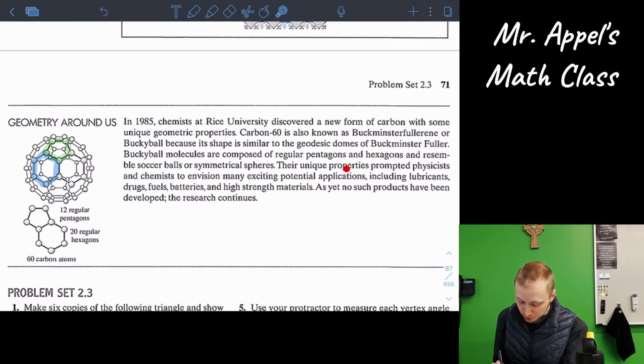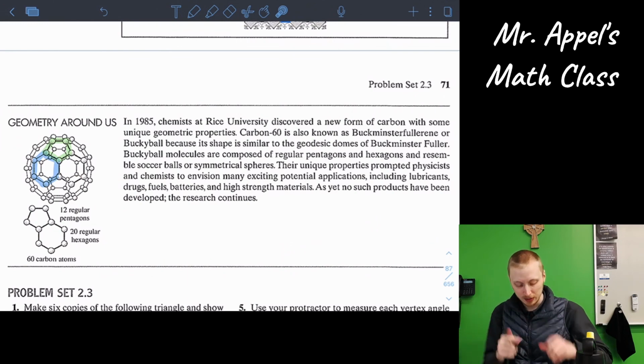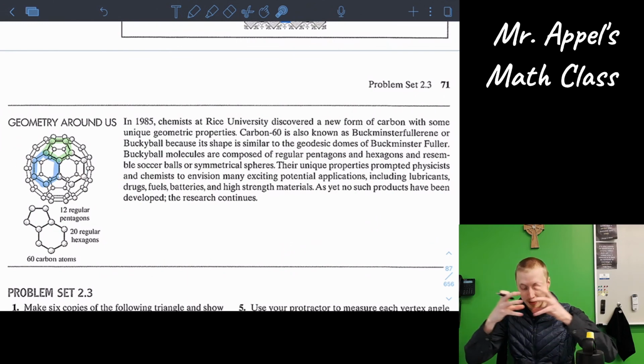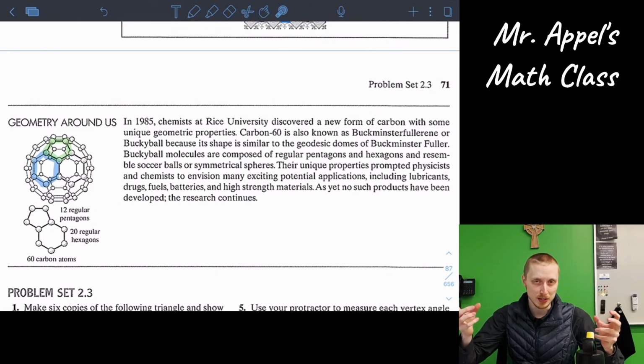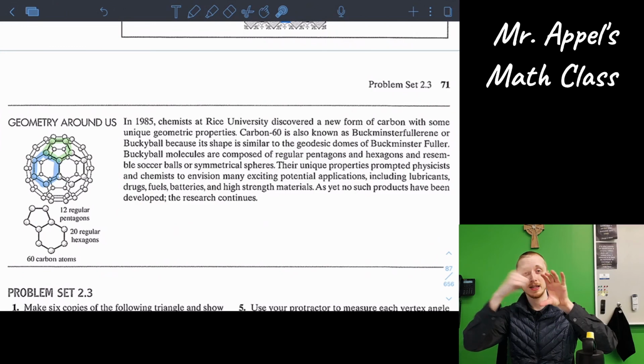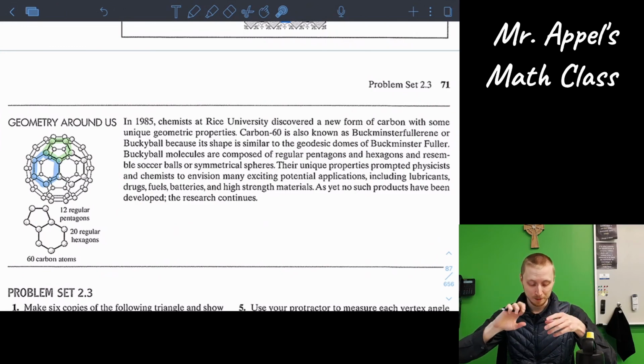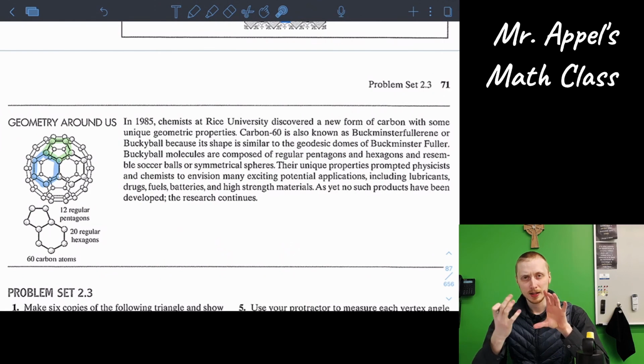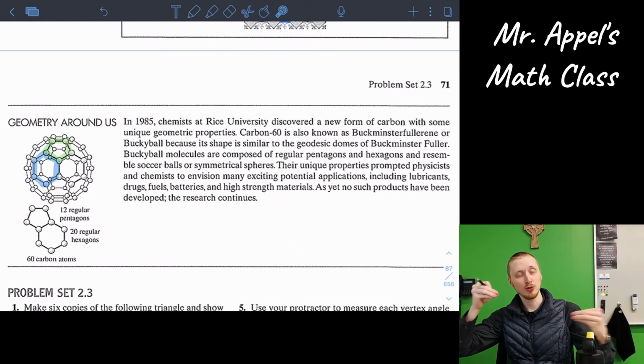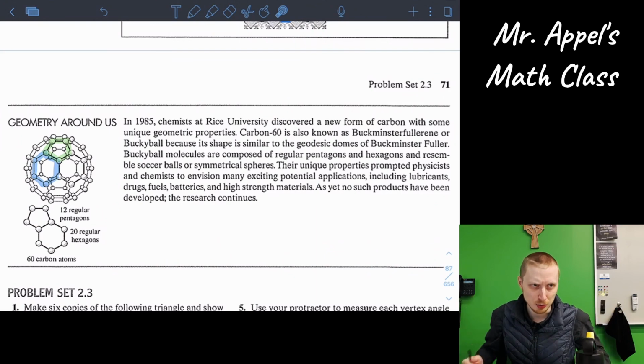Their unique properties prompted physicists and chemists to envision many exciting potential applications, including lubricants, drugs, fuels, batteries, and high-strength materials. As yet, no such products have been developed. The research continues. Although we are getting really close, they have taken a string of buckyballs and torn apart their ends and connected them together into carbon nanotubes. And so instead of a single sphere, it's a cylinder, still using alternating hexagons and pentagons connecting. And you get a much longer tube, and you can create a thread of that, and that's the carbon nanotube, carbon nanofiber.